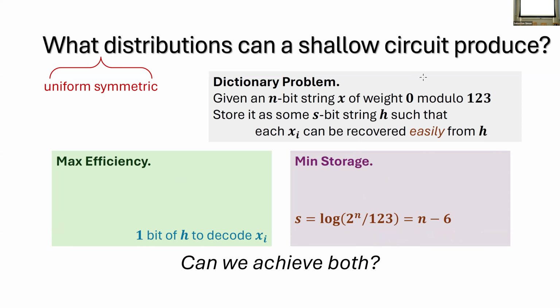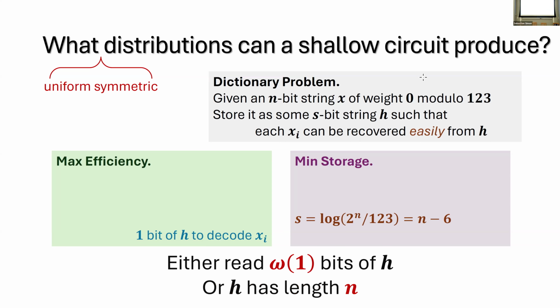But the question is, can we achieve both? Can we do some efficient recovery while saving some storage? For example, is there a better way to construct the data structure explicitly such that I can save 6 bits or maybe 3 bits and still read a constant number of bits to recover every bit of x? And it turns out the answer is no. In particular, the result we get is that either the recovery is not constant, you will need to read a super constant number of bits from your data structure, or the data structure needs to store everything, in which case you only need to read 1 bit to recover xi.